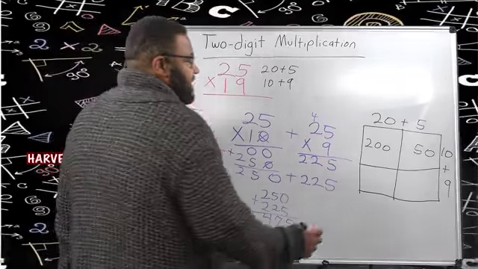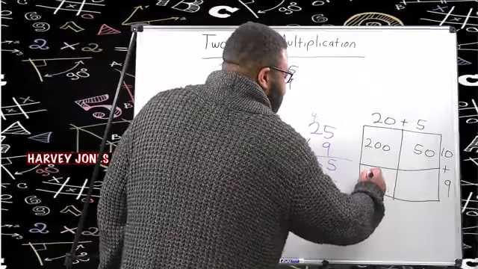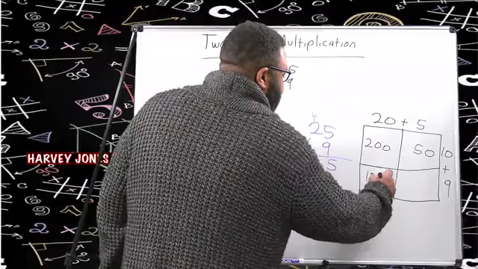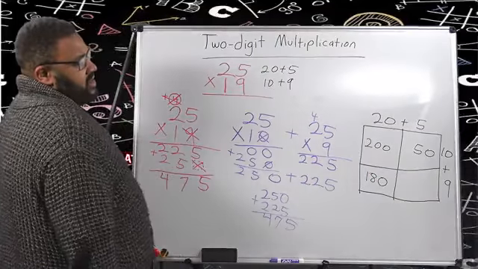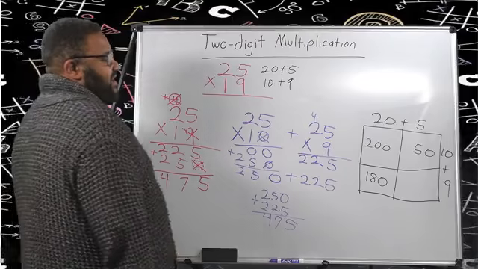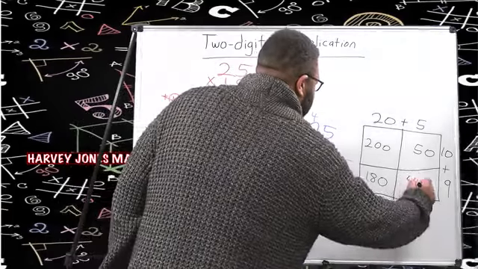Here in this box right here, I have 9 times 2, which is 18. And I add a 0. And in my last box, 9 times 5 is 45.